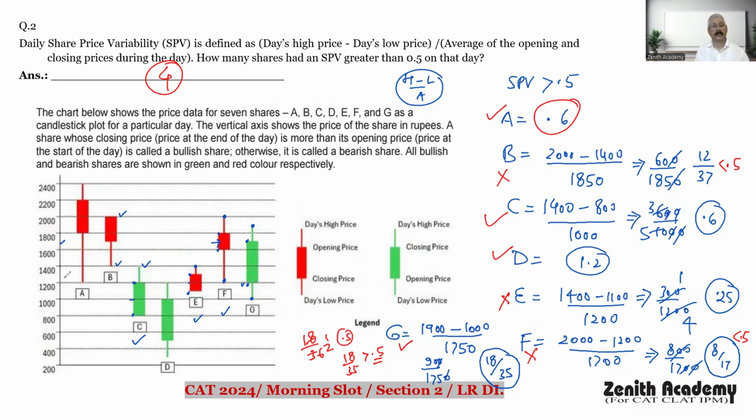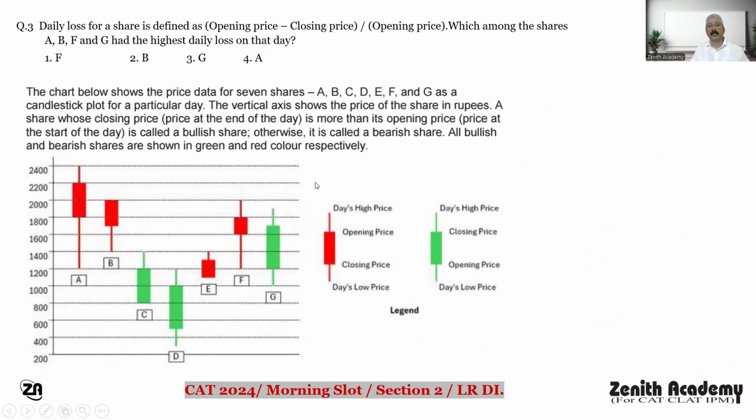Now see question number 3. Question number 3 is, daily loss for a share is defined as opening price minus closing price over opening price. Which among the shares A, B, F, and G have the highest daily loss on that day? So here, daily loss is defined as opening minus closing over opening.